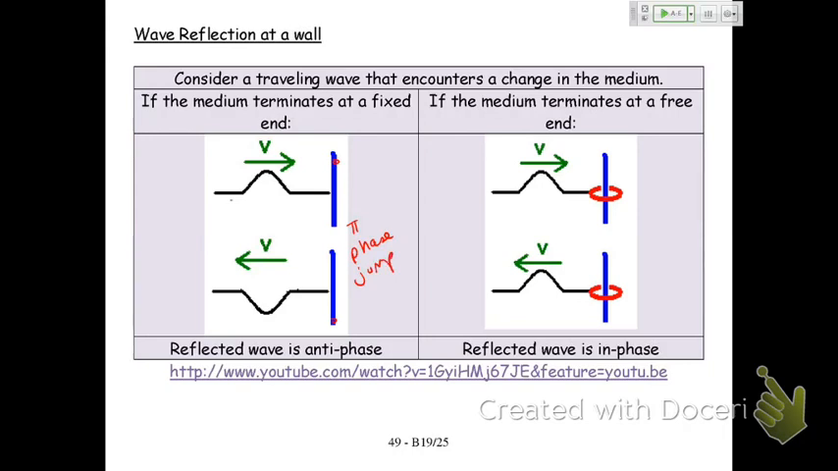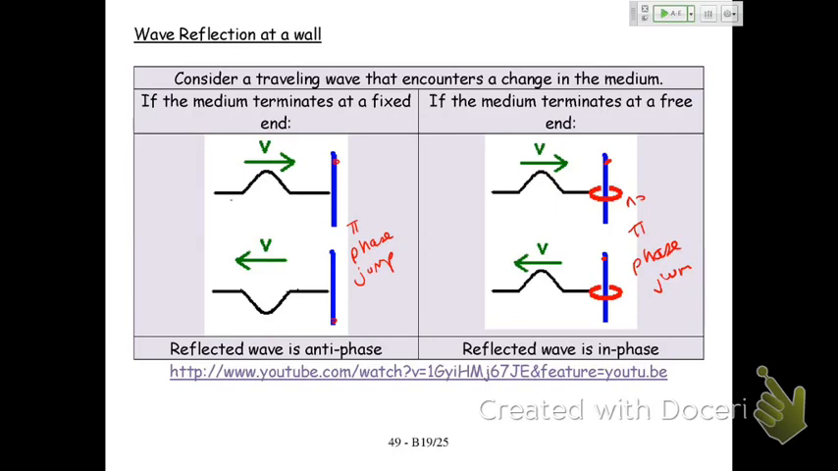And if it's a loose end, mechanically, if it can slide up and down, then there's no pi phase jump. It's a crest and it comes back as a crest, and goes on its way. Mathematically, they're different.